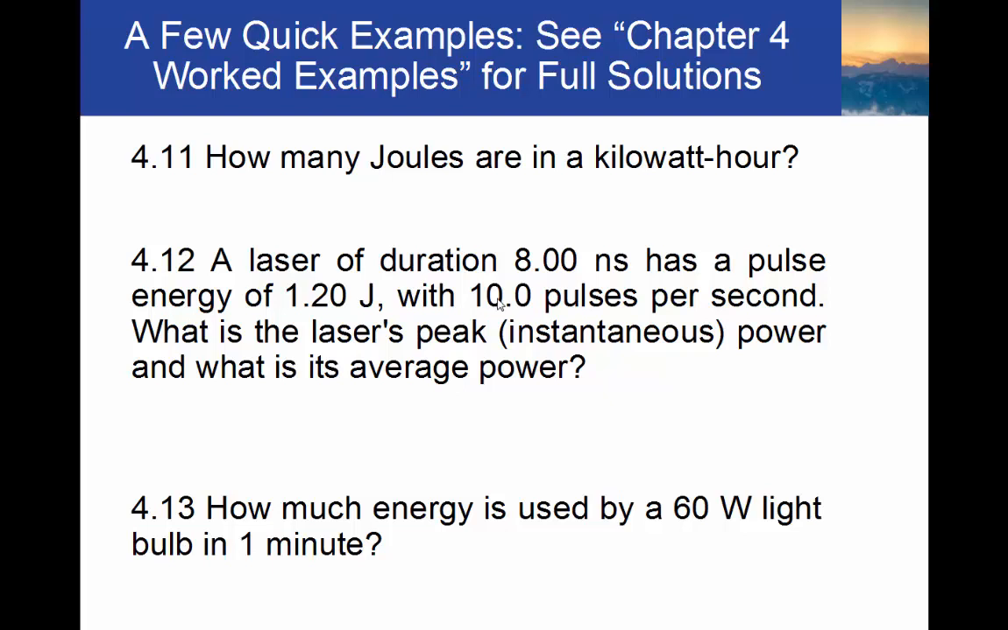By the way, this is very nearly the parameters of a typical neodymium YAG pump laser of the sort that I used to use when I was doing high energy laser physics. Actually, they typically would have anywhere between half a nanosecond and maybe 10 nanoseconds, but 8 was not a bad estimate. They were about 10 pulses per second, and the energy was anywhere between 1 and say 1.5 joules per pulse. So trivia aside, how do you figure out the peak, which is instantaneous power, and the average power?